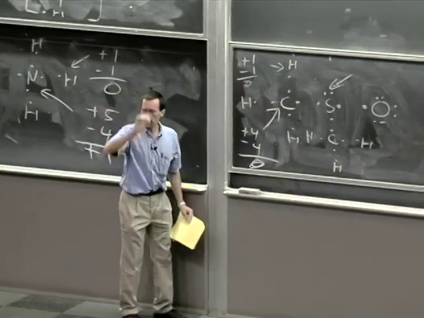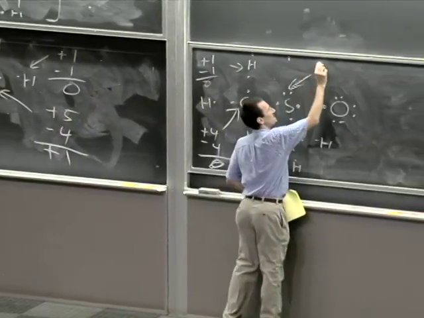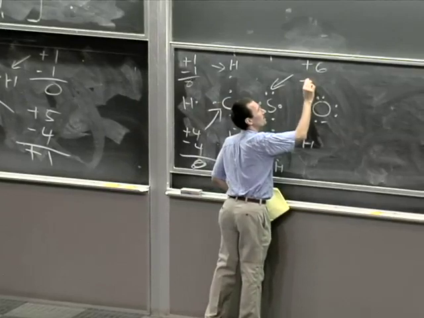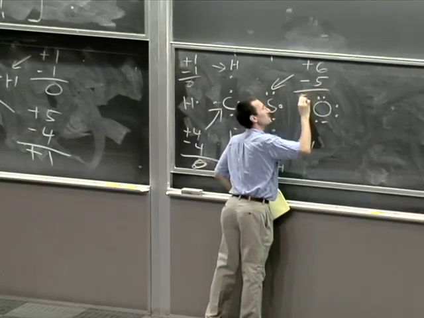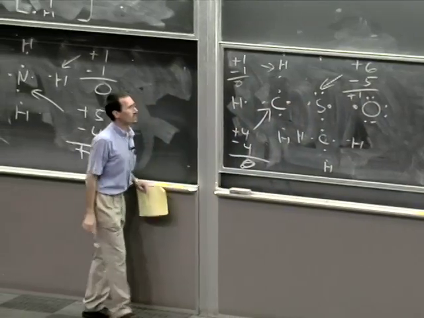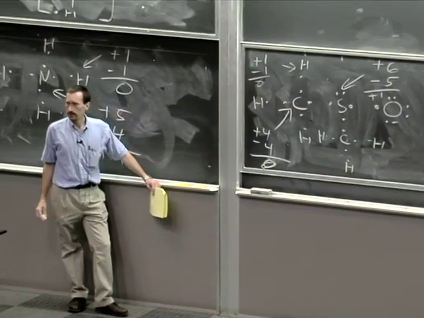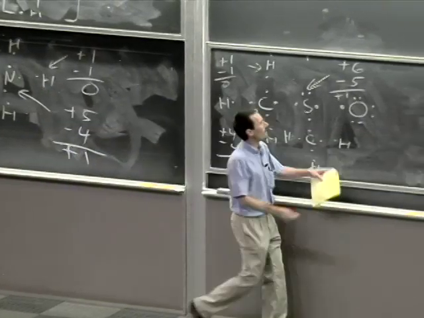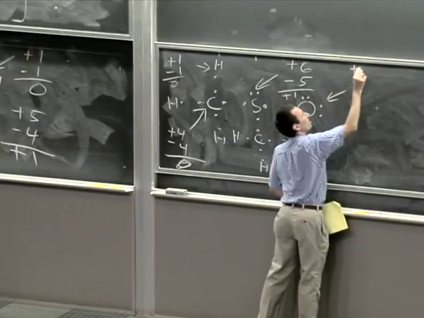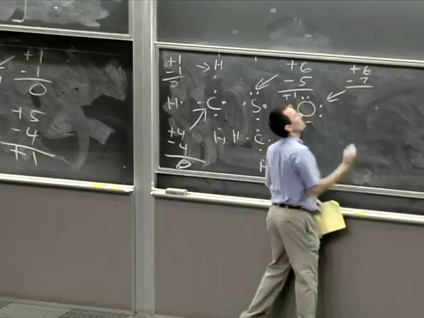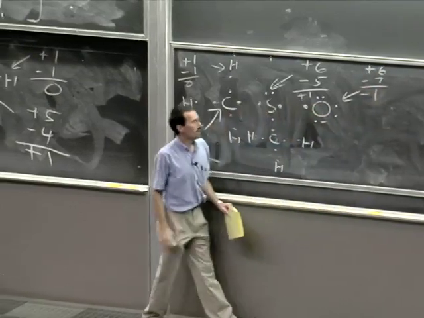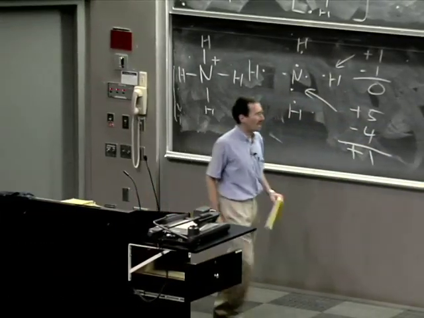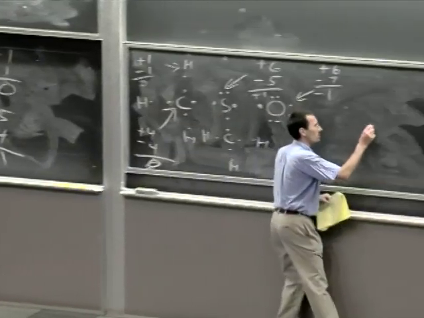The sulfur brings to the table, it's in the same row as oxygen, so it's plus six. And yet we only have five electrons. So its net charge, its formal charge, is plus one. And the oxygen, plus six, minus seven, is minus one.